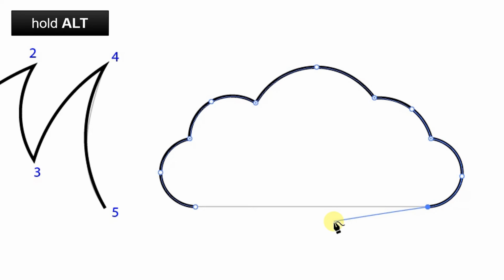Finally, hold Alt so that the line is straight. If there is a point that is not in the right position, it can be shifted and adjusted.